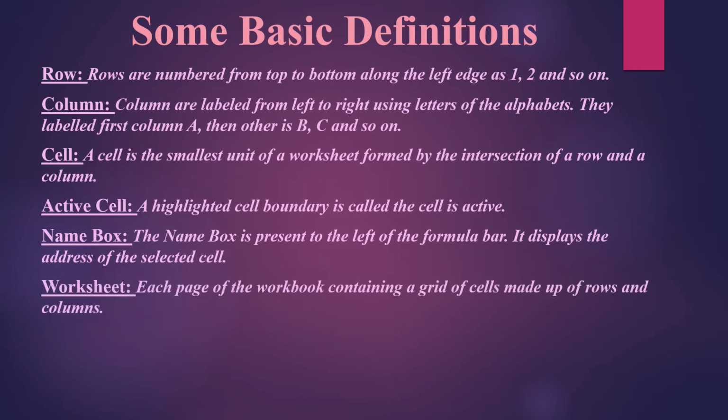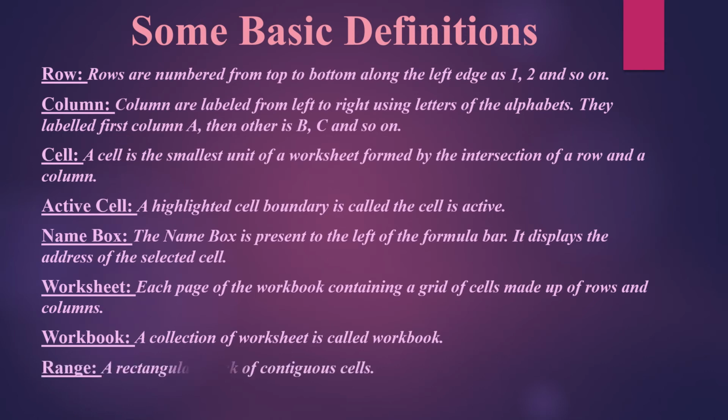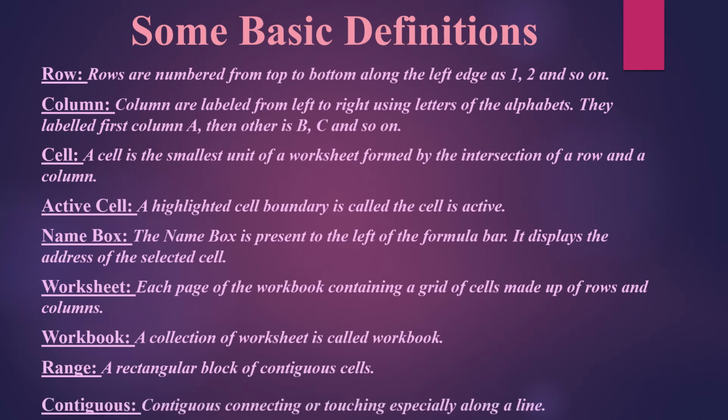Worksheet. Each page of the workbook containing a grid of cells made up of rows and columns is called a worksheet. What is meant by workbook? A collection of worksheets is called a workbook. Range. A rectangular block of contiguous cells. Contiguous means connecting or touching, especially along a line.